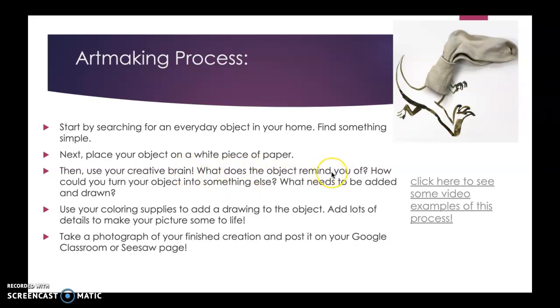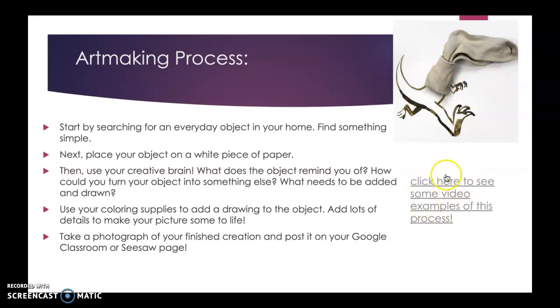What does the object remind him of? How could he turn that object into something else? What needs to be added by his own drawing to make this picture come to life? He uses his coloring supplies, and he adds the drawing to the object. He adds lots of details to make his picture come to life. He takes a photograph of his final work of art, and that's his final finished art. It's a dinosaur made out of a sock.